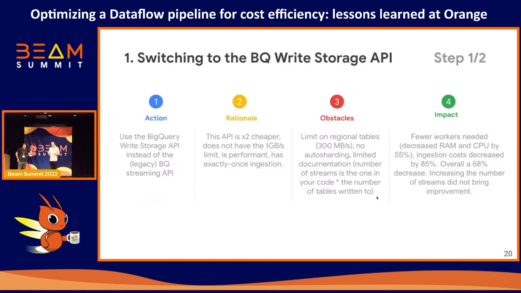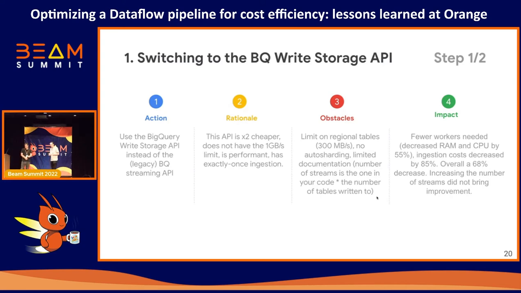So step one, what did we do? Okay, let's use the BigQuery storage API. Why? What rationale? Well, because the API is twice as cheap, and because we don't have the 1 GB/s limit, and it's performant, and it also has new capabilities like exactly once ingestion.